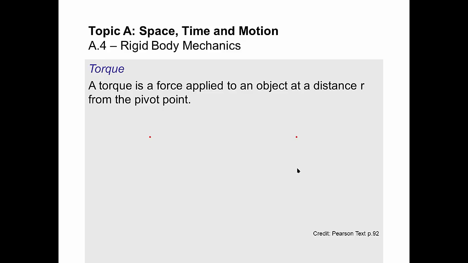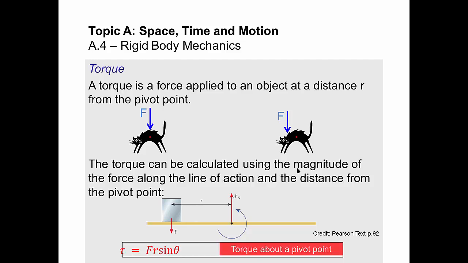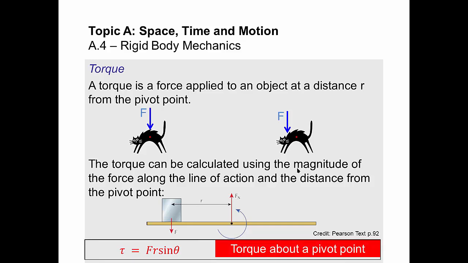So, a torque is a force that's applied at an object at a distance r from the pivot point. There's the cat. If he's been pushed there, fine, it will just be pushed downwards. If we apply it away from the pivot point, it's going to rotate round. So the torque can be calculated using the magnitude of the force along the line of action and the distance from the pivot point. Here's an example. The force is acting downwards on the left, and there's going to be an anti-clockwise torque, which is the distance r from the pivot point. So tau, which is the torque, is equal to Fr sine theta. In this case, sine theta is equal to 1.